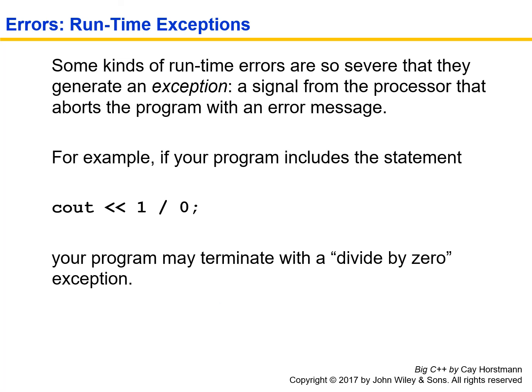Some kinds of runtime errors will not just give you wrong output, they will actually break the program. They will cause the program to crash, or in computer science terms, generate an exception. Okay. If you do integer division 1 divided by 0, the processor doesn't know how to do 1 divided by 0, so it's going to cause a divide by 0 exception and terminate your program.